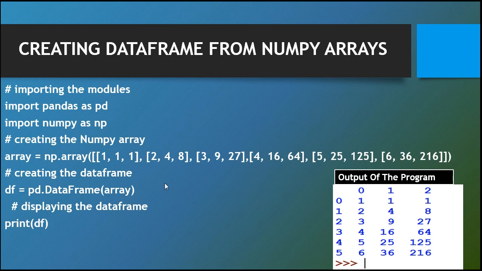You can see here that the first list members are 1, 1, 1 and are displayed here as the first row. Then the second list members are 2, 4, 8 and these are displayed as the second row, and so on. By default, row index numbers are 0, 1, 2, 3, 4, 5 and column index numbers are 0, 1, 2. When you pass this array variable in a data frame, then the array variable is converted into the data frame.